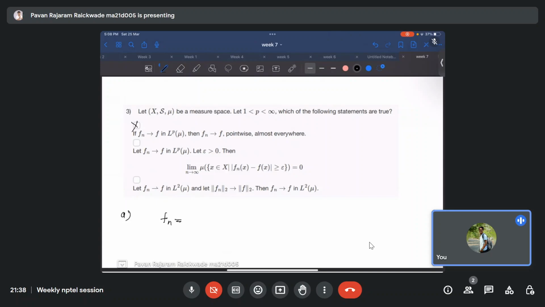If we take fn to be the characteristic function of the interval from (n minus 2 to the k) upon 2 to the k, to (n minus 2 to the k plus 1) upon 2 to the k, where k is such that 2 to the k is less than or equal to n, which is less than 2 to the k plus 1. I hope this will work. I guess 2 to the k plus 1 should be there.